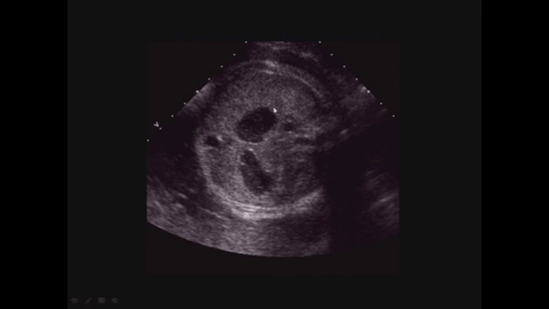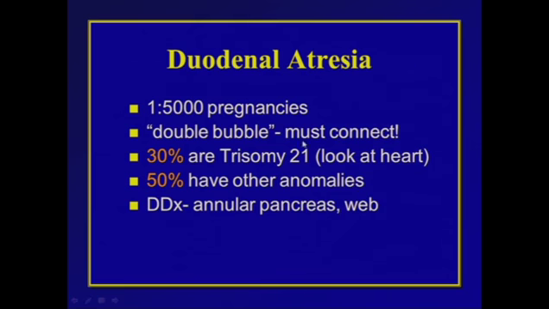Moving right along through the GI tract, in this fetus we see two round fluid-filled structures in the left upper quadrant. And this, of course, is the double bubble of duodenal atresia. This occurs in 1 out of 5,000 pregnancies. About a third of the time this will be related to trisomy 21. So when you see the double bubble and you're suspecting duodenal atresia, do a good cardiac exam. 50% of the time these fetuses will have other anomalies, and remember that it's not necessarily duodenal atresia, it could be a duodenal web or an annular pancreas causing this double bubble appearance.